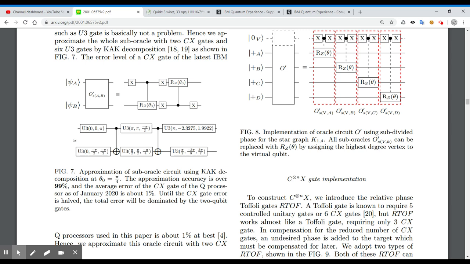The approximation accuracy is over 99%, and the average error of the CX gate of the Q processor as of January 2020 is about 1%. Until the control X gate error is halved, the total error will be dominated by the 2-qubit gates. Okay, so this is an existing method of decomposing. It's the KAK decomposition. Maybe I should take a look at that to understand better why.